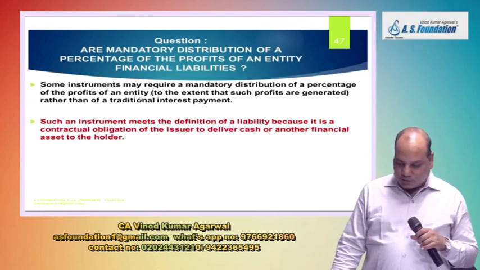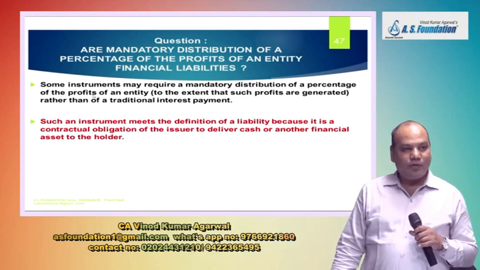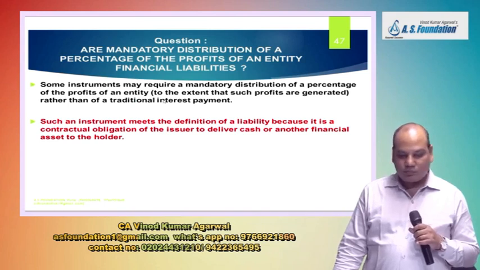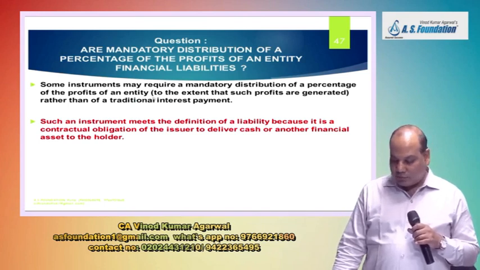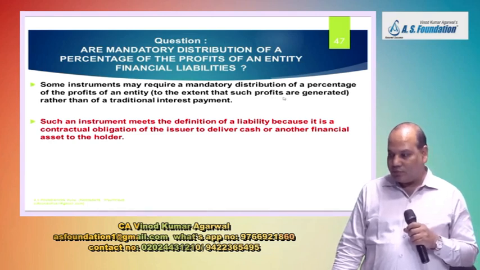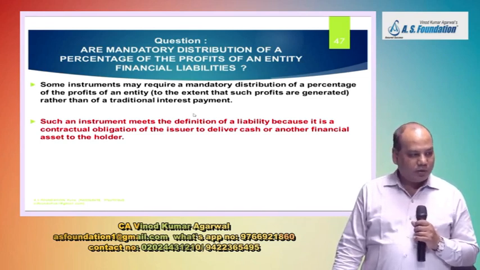Do you want to write this line also? Some instruments may require a mandatory distribution of a percentage of the profit. Mandatory distribution of a percentage of profit of an entity. Write a little fast. To the extent that such profits are generated, rather than of a traditional interest payment.